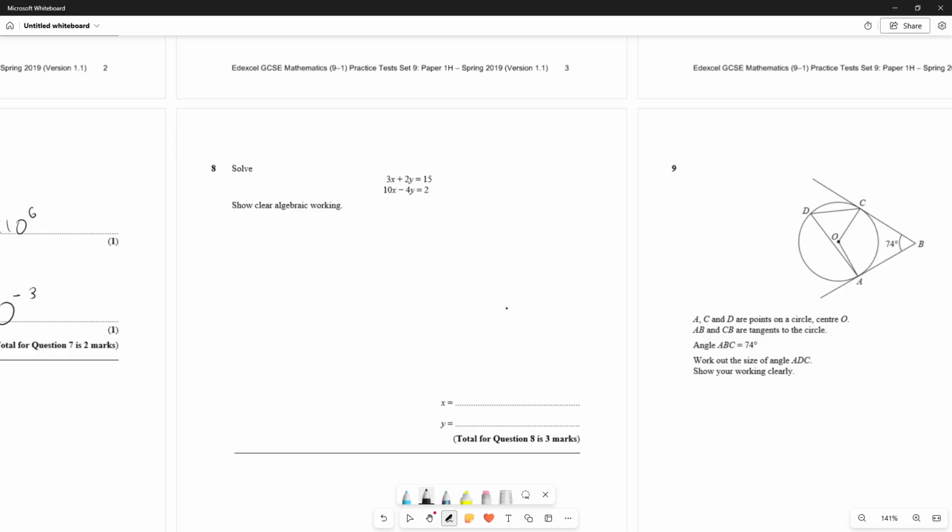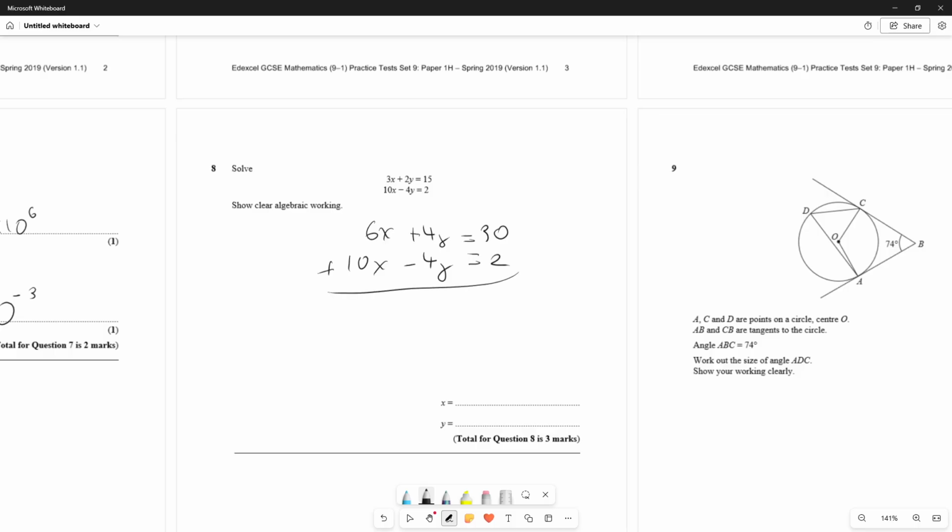So how can you make it go from 2 to 4? Well, we can do that by timesing by 2. So if you times this top equation by 2, we get 6x plus 4y is equal to 30. And we get 10x minus 4y is equal to 2. Now, let's combine these equations. But notice, if we add them together, these plus 4y and minus 4y will cancel each other out, and we'll be left with just x.